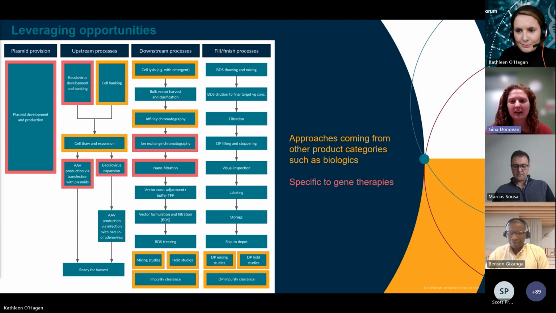The steps that are outlined in red are more specific to gene therapies. So these are things like ion exchange chromatography, plasmid. Obviously, we don't have plasmid for mAbs, and nanofiltration. There's a bunch of other different considerations that could still be platformable, but will be more specific to the gene therapy space.